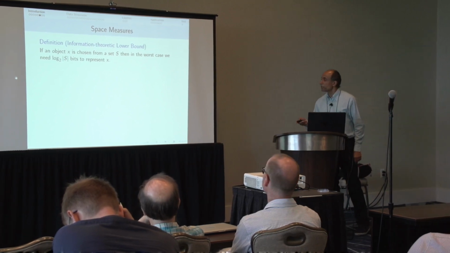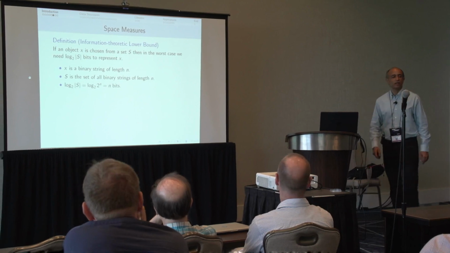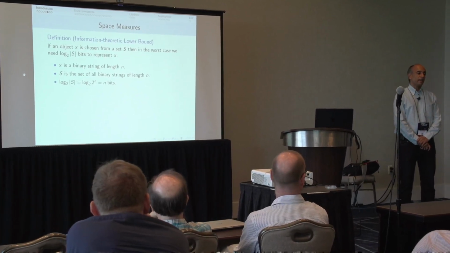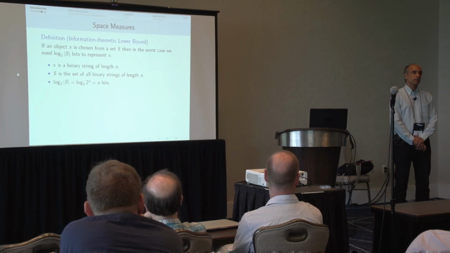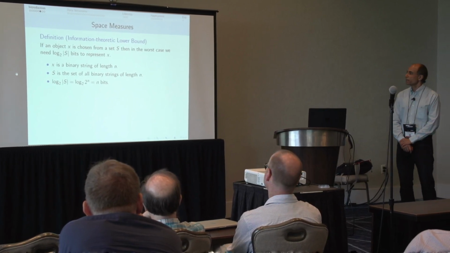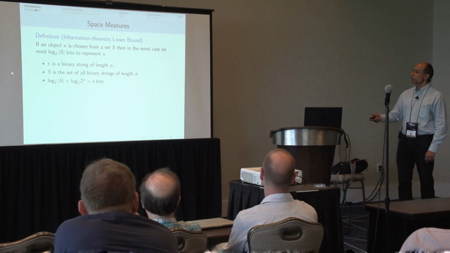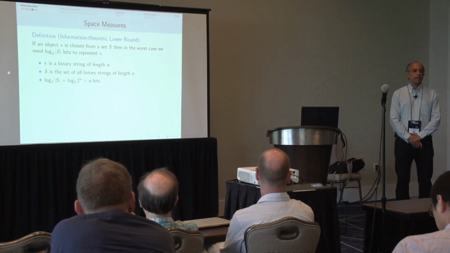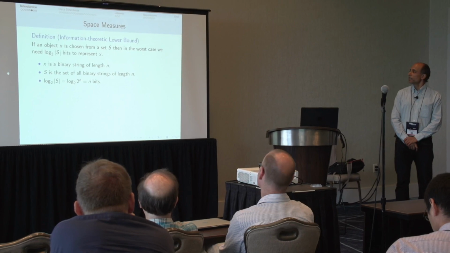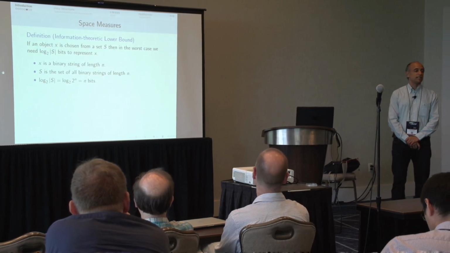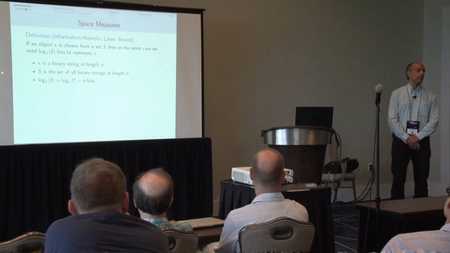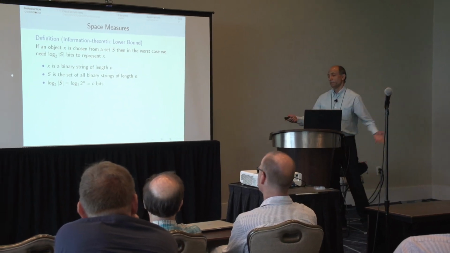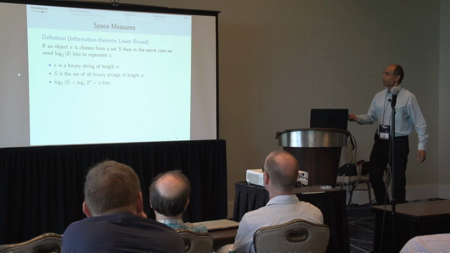So let's put this into practice. First, our object is a binary string of length n, so it's got n bits. What's the size of the set? Well, the size of the set is 2^n. I take log base 2 of 2^n, I get back n. It's kind of boring. So basically what I'm saying is the information theoretic lower bound for storing n bits is n bits. Okay, so it's true. Sometimes there's nothing to do.